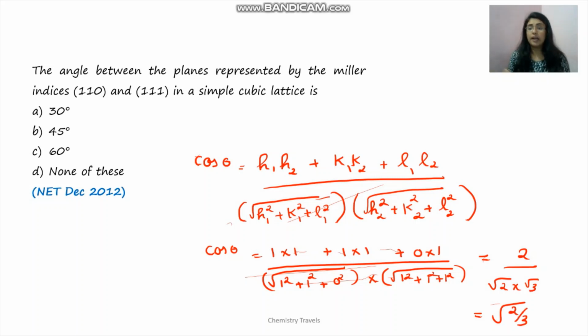Root 2 by 3 is cos theta, and so theta is not 30, 45 or 60. When I take cos inverse, theta is cos inverse root 2 by 3. That is not equal to 30 degree, 45 degree or 60 degree. Cos 30 would be root 3 by 2, not root 2 by 3. Cos 45 is 1 by root 2 and cos 60 would be 1 by 2. So it's not any of these. The option is none of these, which is option D, the right answer for this question.